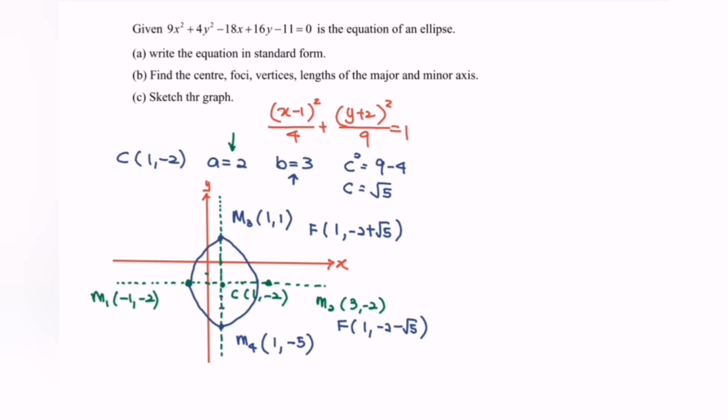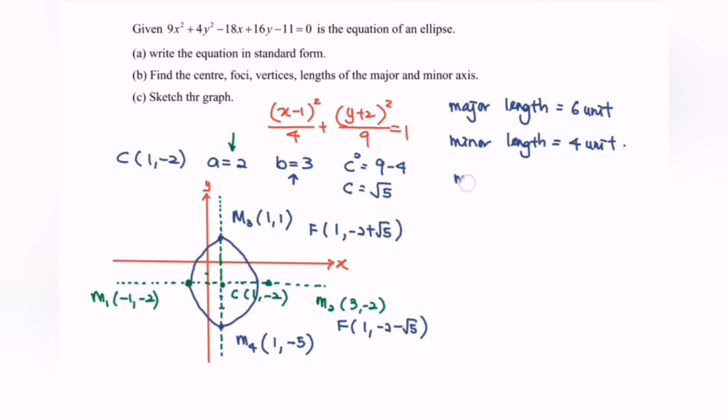Next, we have to find the major length and the minor length. For the major length, kindly multiply 2 by the value b. So we will have 6 units. Then for the minor length, kindly focus on the value a. We multiply 2 by the value a, so we have 4 units.